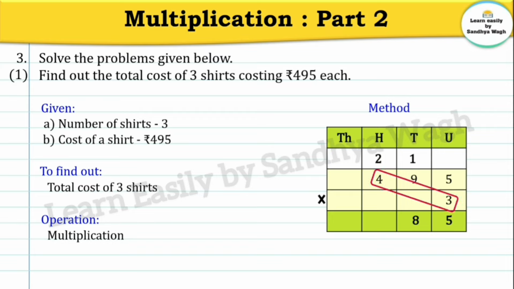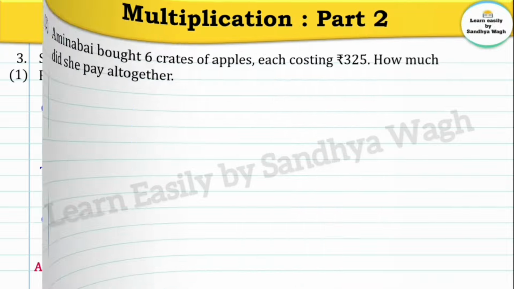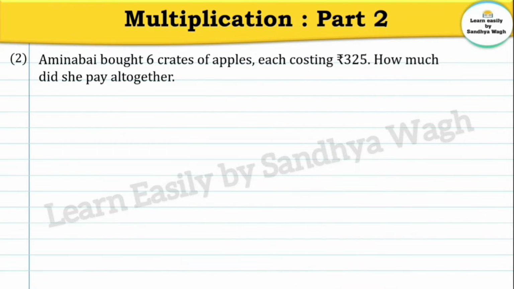Now 3 4s are 12. 12 plus 2, 14. So we'll write 4 in the hundreds place and 1 in the thousands place. So our final answer is total cost of 3 shirts is 1485 rupees. Let's see next word problem.